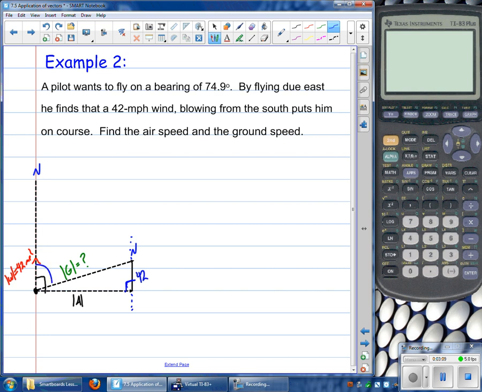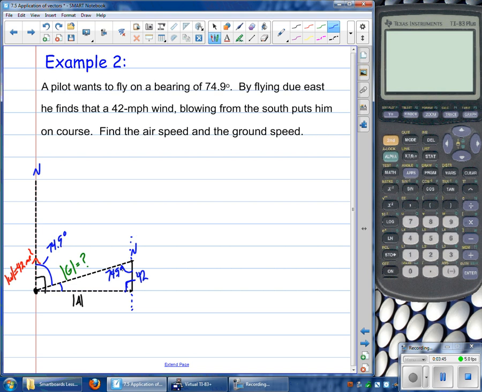We know that this angle is 74.9 degrees, which, if you think about alternate interior angles again, with this being a transversal and the north-south lines being parallel, this would be an alternate interior. So this angle is also 74.9 degrees, which we could use with this side, or we could use our triangle sum formula, where all three angles add up to 180, to get this angle, and then find ground speed and airspeed. We'll just use the given values here.